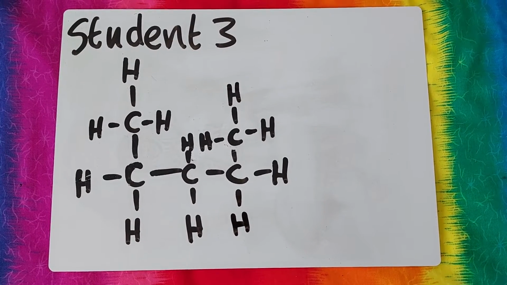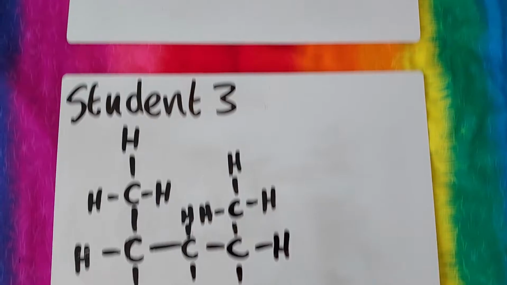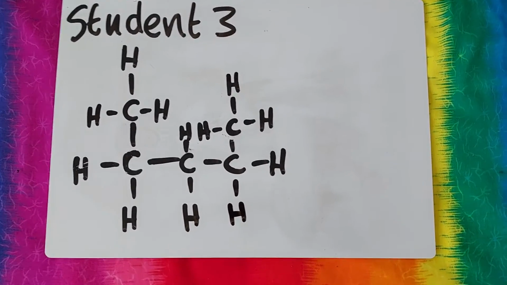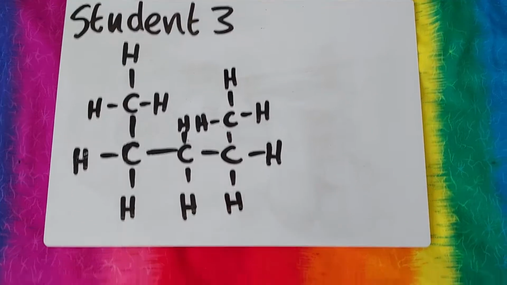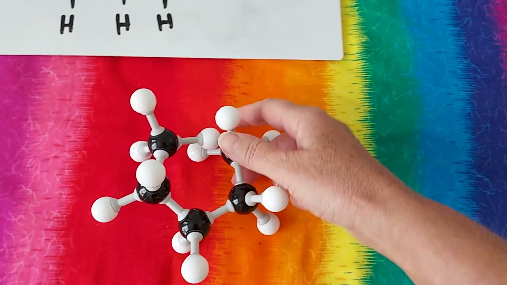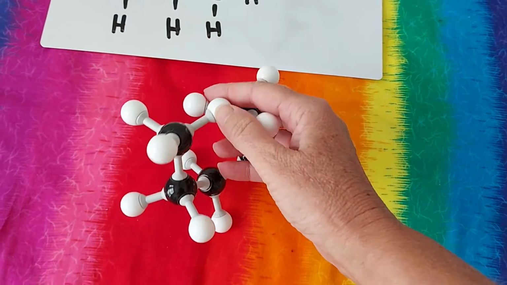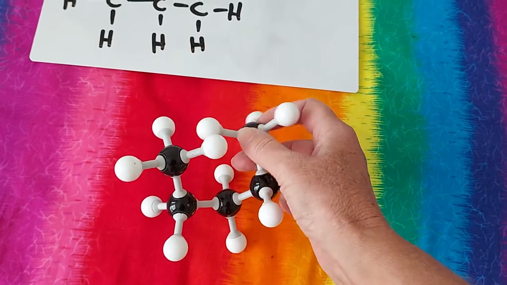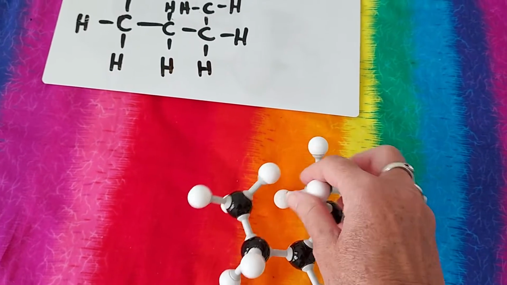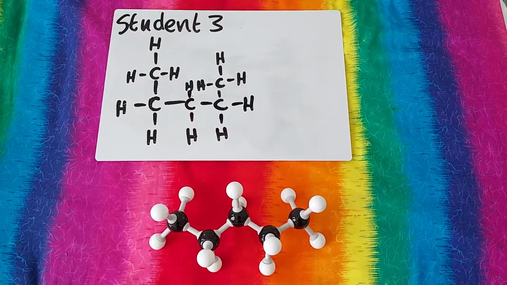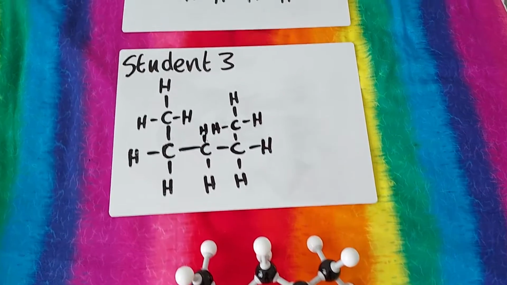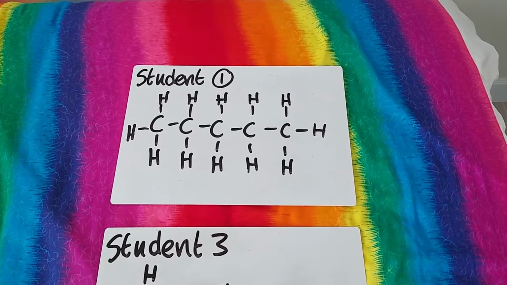What about student 3 then? This looks completely different to student 1's, but is actually the same structure. This is what they think they've drawn, but actually the molecule wouldn't be like that because these hydrogen atoms, look, the electrons in those would repel. So student 3's structure is exactly the same as student 1's.